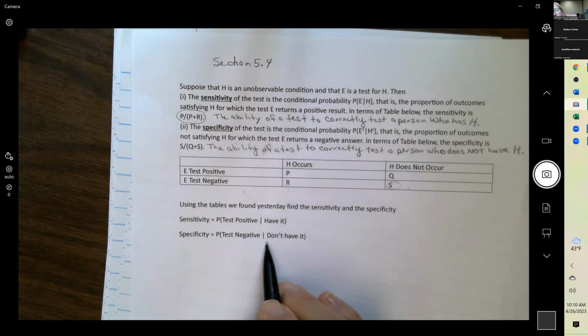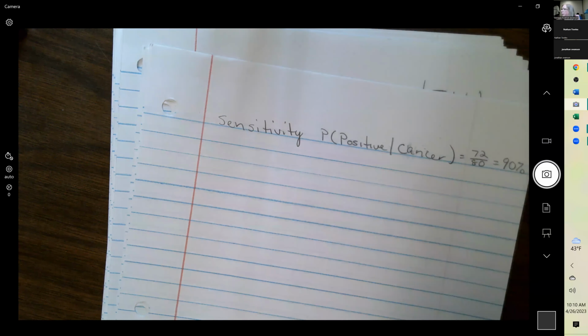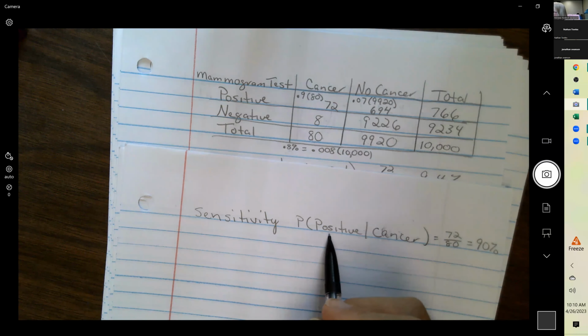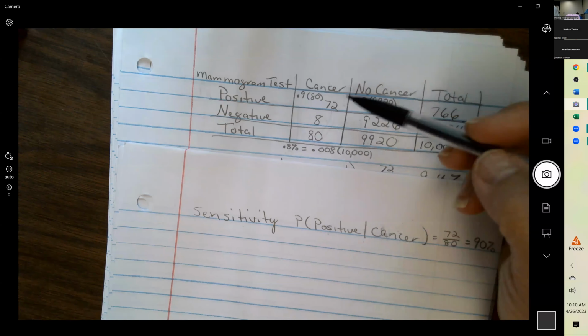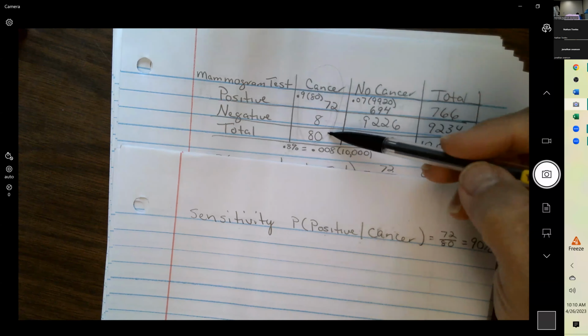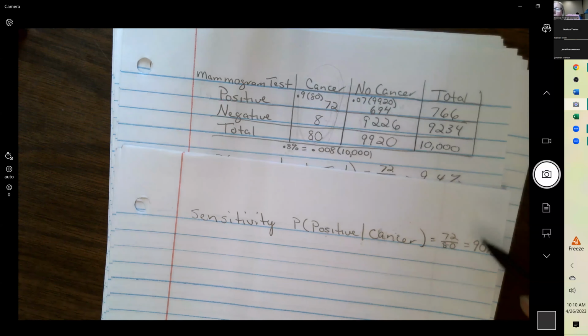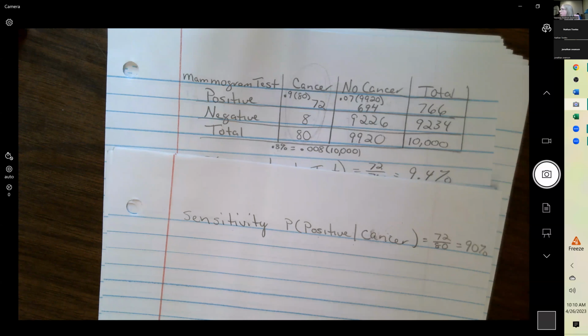Test negative given you don't have it, which is a good thing. So if we look at this problem we did last class. To find sensitivity, it's positive given you have cancer. Because we have cancer, we're only using this column. Positive is the 72 out of 80, which is 90%. So the sensitivity of the test is 90%.